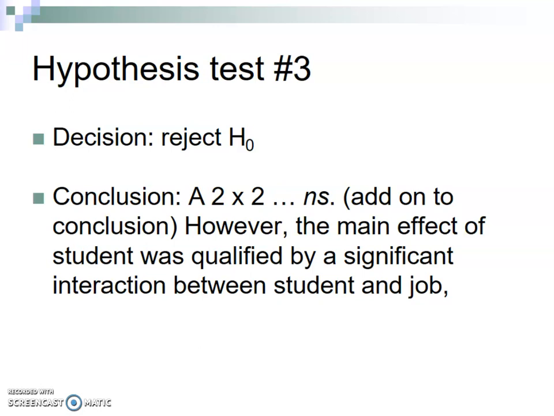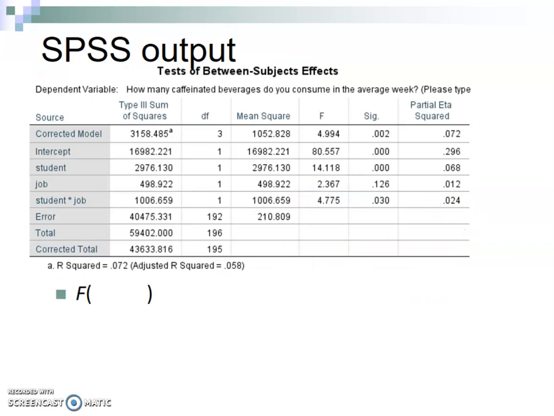So after that, we want to say the statistics that we used to reach that decision. Again, we use the F statistic, and much like in the other two examples, the first degrees of freedom will be on that same row as the analysis. Our second degrees of freedom, again, is going to be that error term. So here we'll have 1, 192. And our F statistic is going to be, again, in that same row, the same row as student times job. We're going to make sure to round that value appropriately. That is our F statistic.